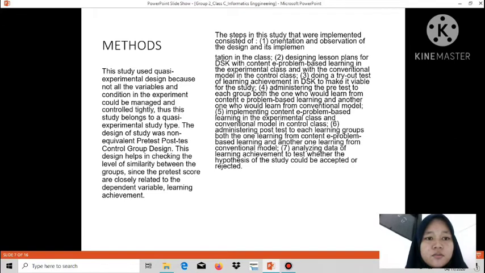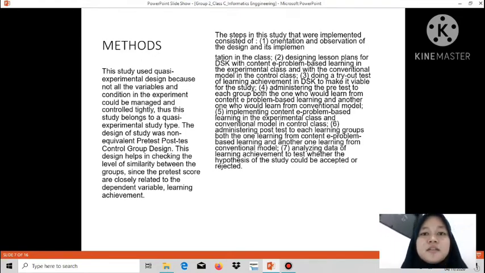This study used a quasi-experimental design because not all the variables and conditions in the experiment could be managed and controlled technically. Thus, this study belongs to the quasi-experimental study type. The design of the study was the non-equivalent pretest post-test control group design. This design helped in checking the level of similarity between the groups, since the pretest scores are causally related to the dependent variable, learning achievement.